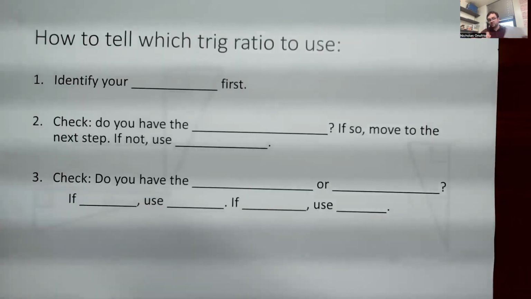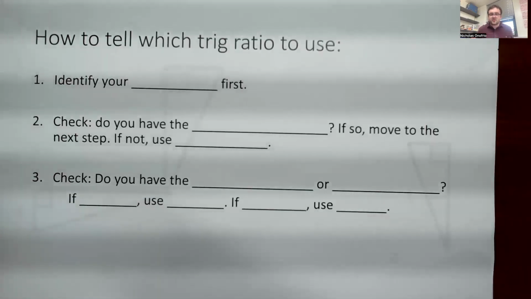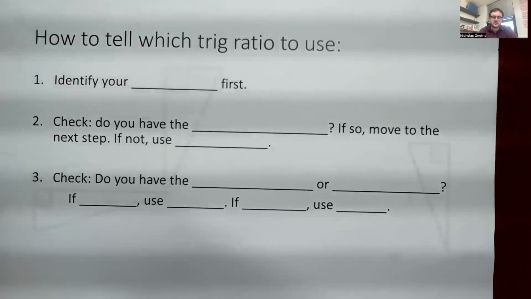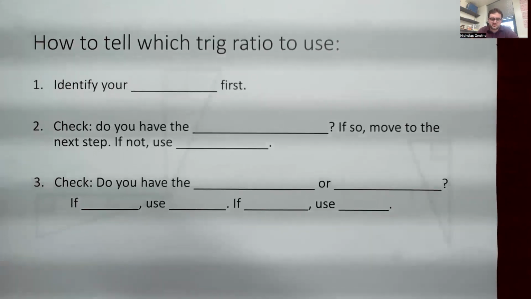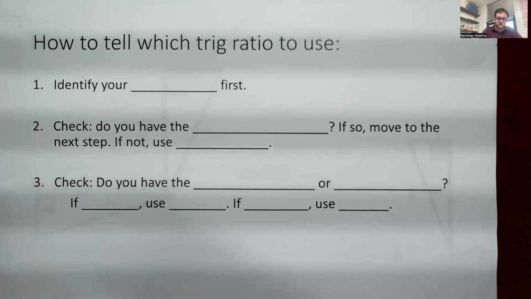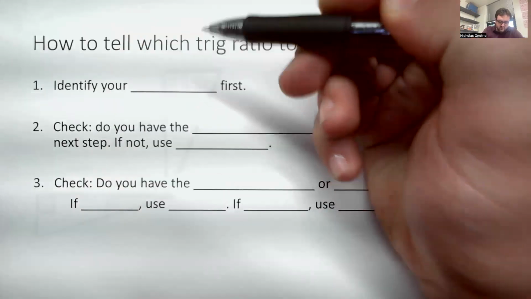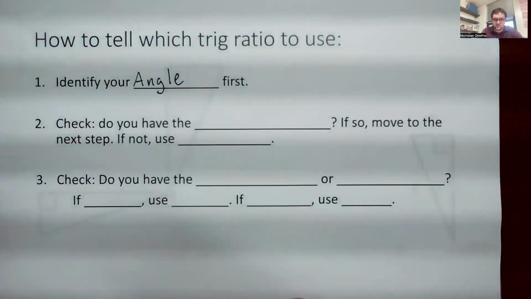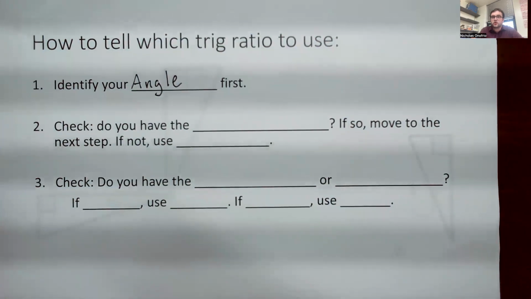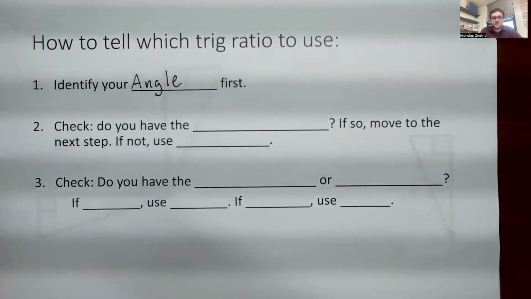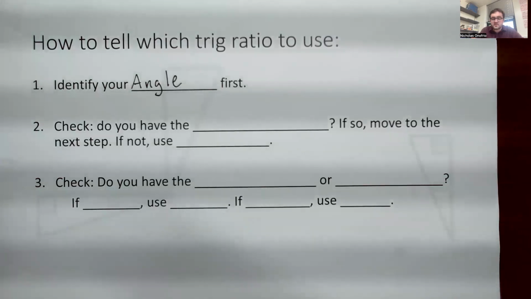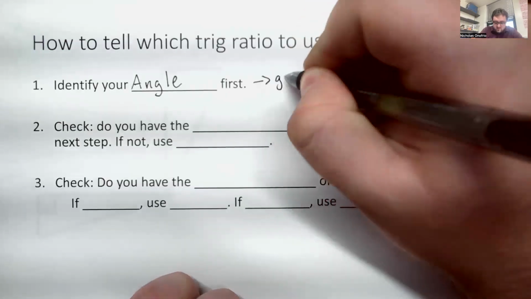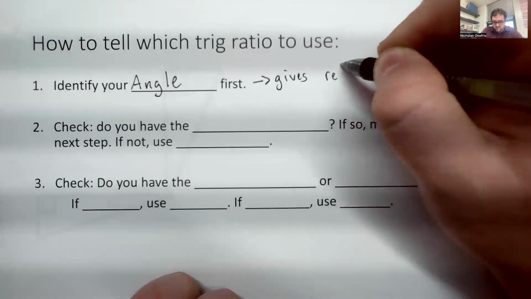Now that we have reviewed our three trig ratios, we need to start talking about how we can tell which trig ratio we should use first. We can break this down into a three-step process. Step number one, the first thing you're going to want to identify is your angle. Identify your angle first. Without the angle, you're not going to have a reference point. Without a reference point, your words opposite and adjacent have no meaning.